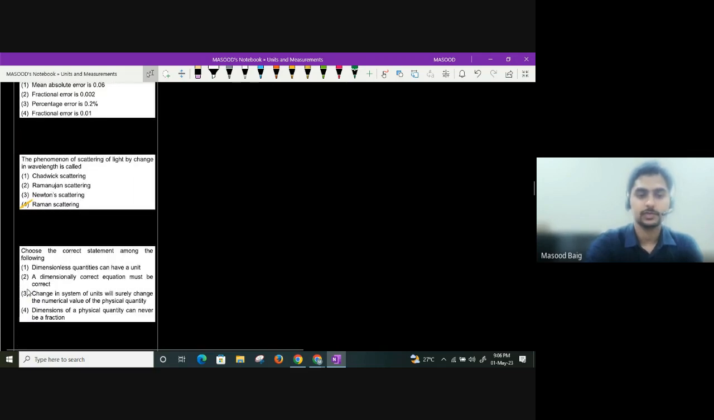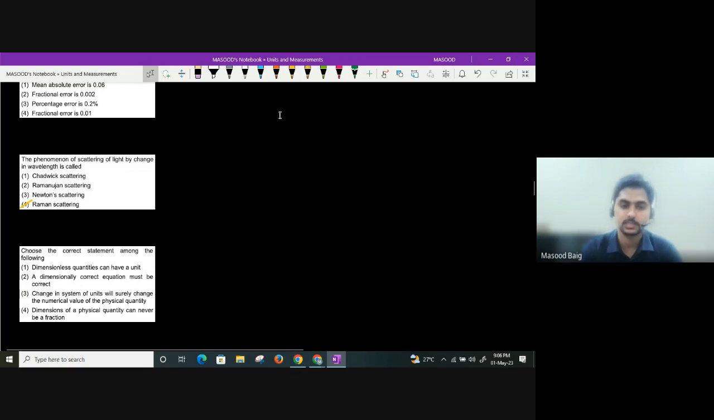Choose the correct statement among the following, it seems. Dimensionless quantity can have a unit. Is it a correct statement? Yes or no? Unitless is definitely dimensionless, but dimensionless can have a unit. It is a correct statement, guys. A dimensionally correct equation must be correct, it seems. Not necessary again. Physically correct equation is always correct. Dimensionally correct equation need not be correct, guys.